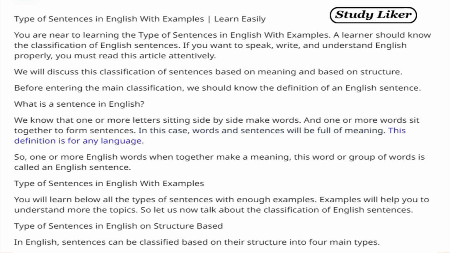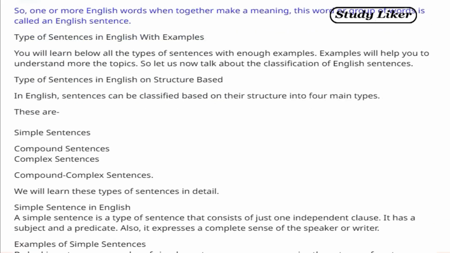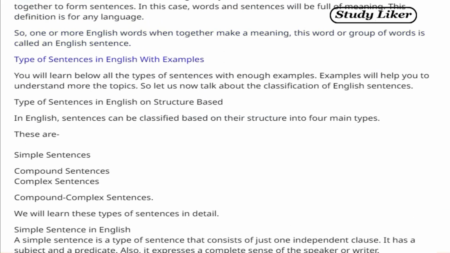This definition is for any language. So, one or more English words, when together, make a meaning. This word or group of words is called an English sentence. Types of sentences in English with examples. You will learn below all the types of sentences with enough examples. Examples will help you to understand the topics more. So let us now talk about the classification of English sentences.